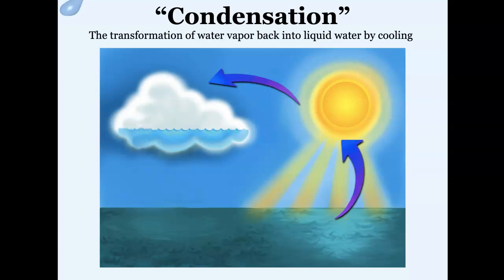Next is condensation, the transformation of water vapor back into liquid water by cooling. The water seen on the outside of a cold glass on a hot day is condensation. Condensation is the changing of water from a gaseous state back to a liquid state in the form of clouds.